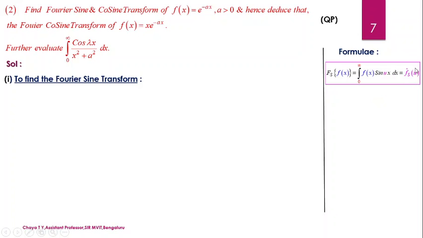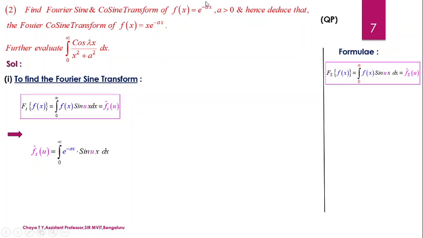So the Fourier sine transformation of the function f of x, denoted as fs cap of u, is integral 0 to infinity f of x sine ux. Write down the formula. Now substitute for f of x. So what is f of x here? It is e power of minus ax, where a is a positive value. So obviously the limits will be considered as 0 to infinity.